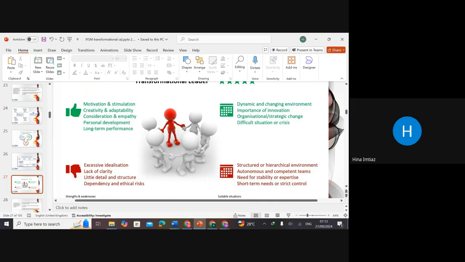But what should not occur in your team? Your team must not have a lack of clarity. Your team must not have few details about the structure, and you must not have a team which cannot depend on each other.